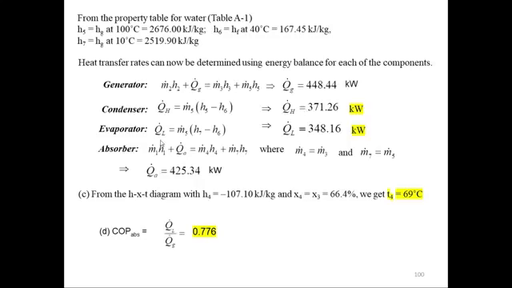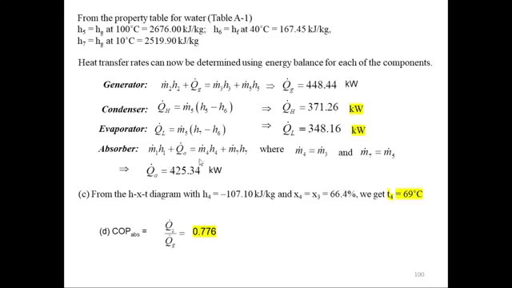Then in the evaporator, the heat absorbed will be Q dot L is equal to m dot 5 into H7 minus H6 through the energy balance equation. We get this one. So this is the cooling load, or this is the refrigeration produced, is 348.16 kilowatt.